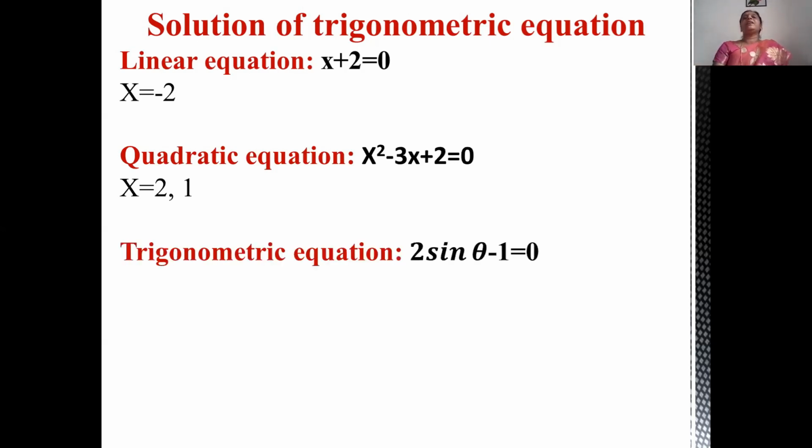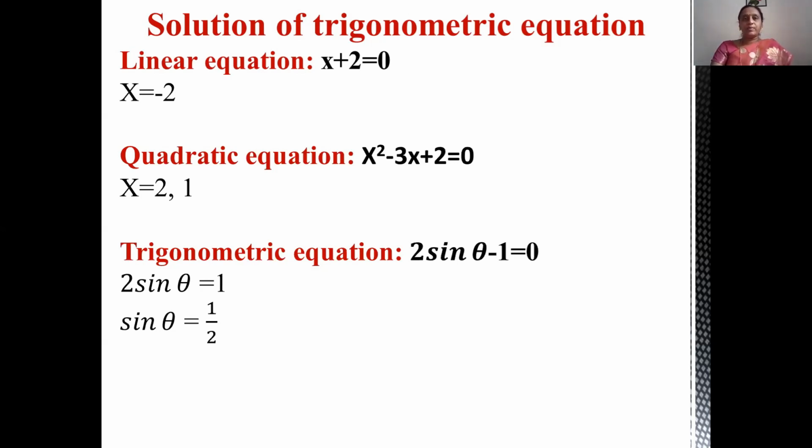In this way, we will see what is the solution of a trigonometric equation. Consider the previous example, 2 sin theta minus 1 is equal to 0. Now, our aim is to put the trigonometric function on one side and the remaining part on the other side. In this way, we get 2 sin theta is equal to 1 and sin theta is equal to half. Now, here sin theta is on the left hand side and on the right hand side is half.